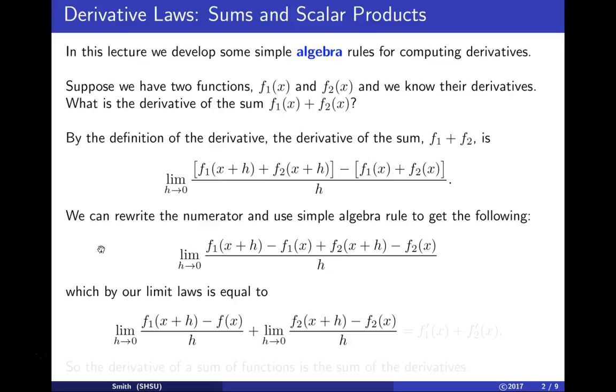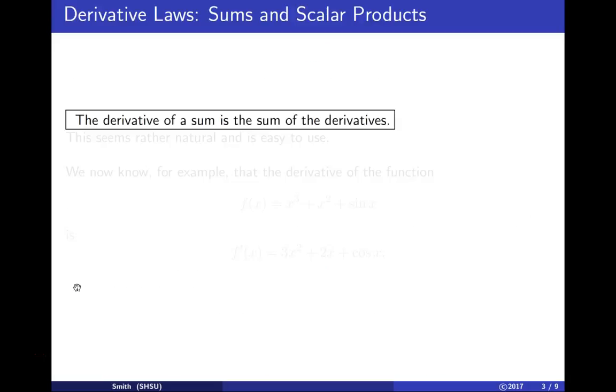But by our limit laws, the first one is going to be the derivative of f1, and the second piece is the derivative of f2, so we get f1 prime plus f2 prime. In other words, the derivative of the sum of functions is the sum of the derivatives. We've just argued this from the definition of the derivative, but it's a rather natural idea. The derivative of a sum is the sum of the derivatives. This is natural and easy to use. There's no reason to memorize it.